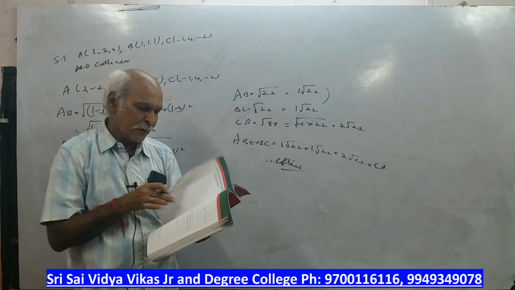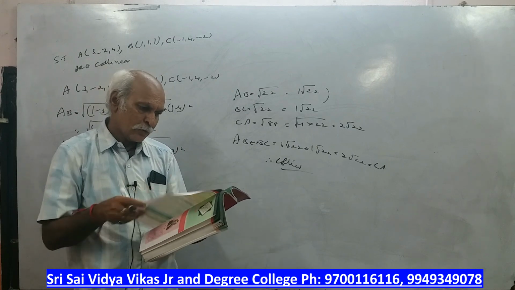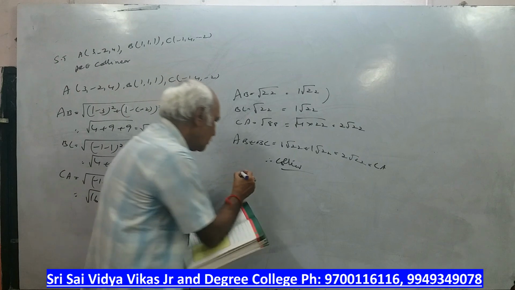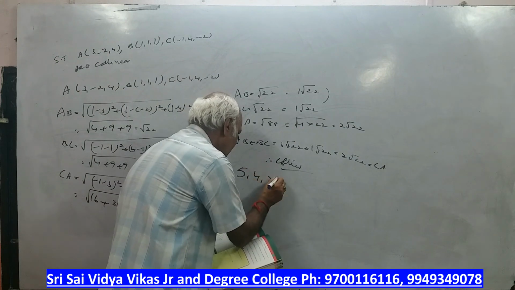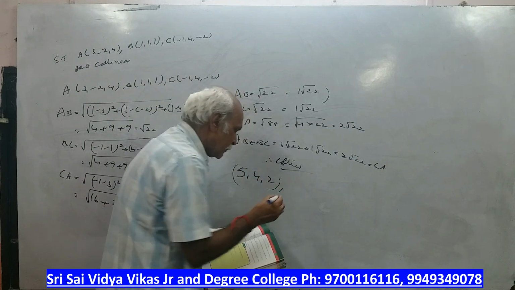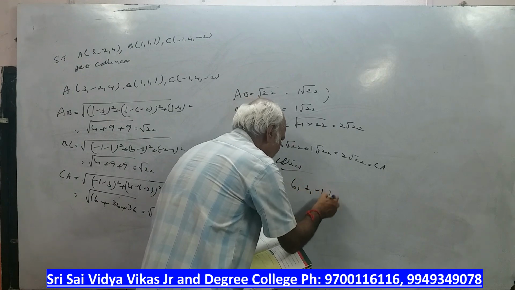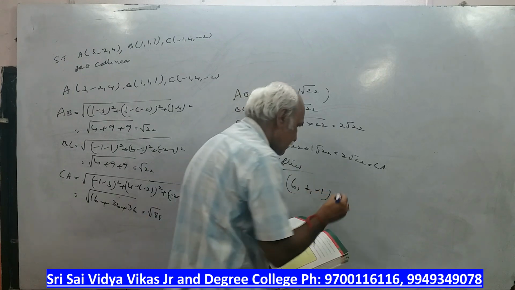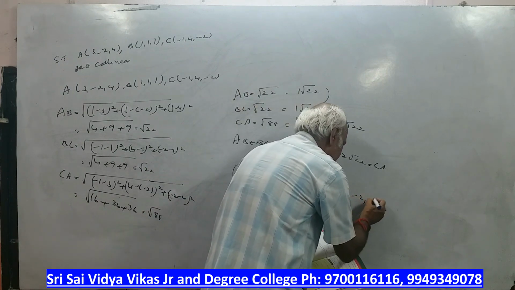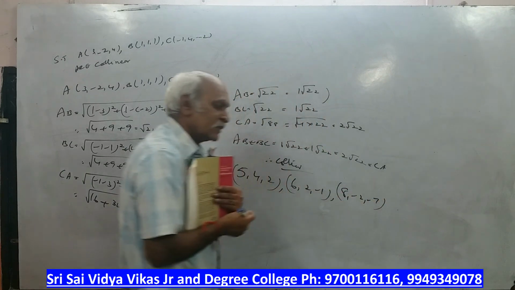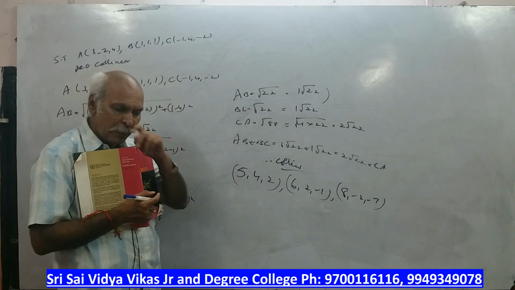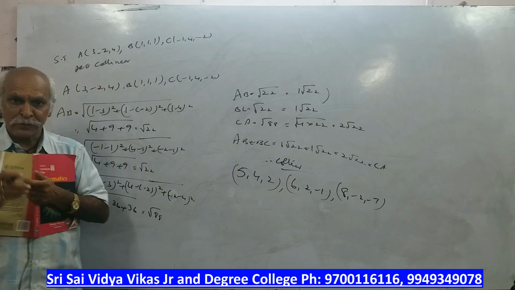I will give you one problem based on this. I gave two problems; one more problem I will give you. (5, 4, 2), (6, 2, minus 1), and (8, minus 2, minus 7). We have to prove this is collinear. Try this. Then we will see some more problems in the next class.